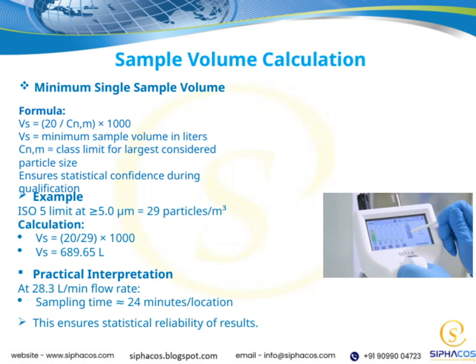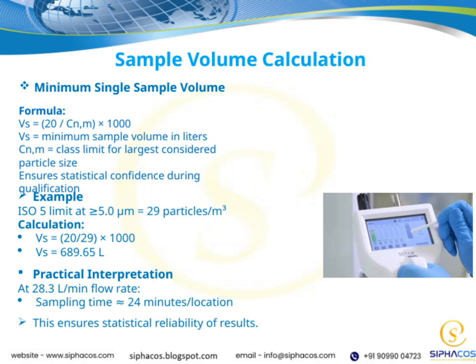Moving on to the sample volume calculation, the minimum single sample volume is determined by this formula. Vs equals 20 divided by Cn,m, multiplied by 1,000. Here, Vs is the minimum sample volume in liters, and Cn,m is the class limit for the largest particle size we're considering. Using this approach ensures that our sampling process maintains statistical confidence, which is crucial for accurate qualification and compliance.